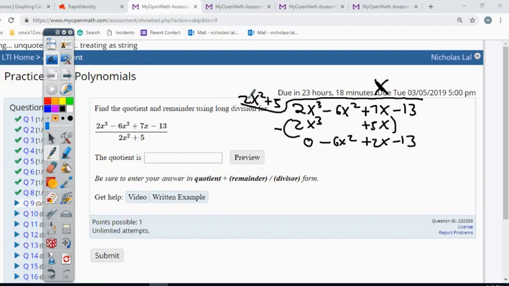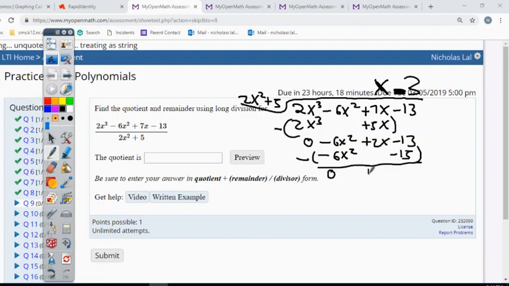Now we have another x squared term. What times 2x squared is negative 6x squared? That's going to be negative 3, so we have x minus 3. Negative 3 times 2x squared is negative 6x squared. Negative 3 times 5 is negative 15. Subtract: negative 6x squared minus negative 6x squared is negative 6x squared plus 6x squared. Two negatives make a positive, so that is 0.